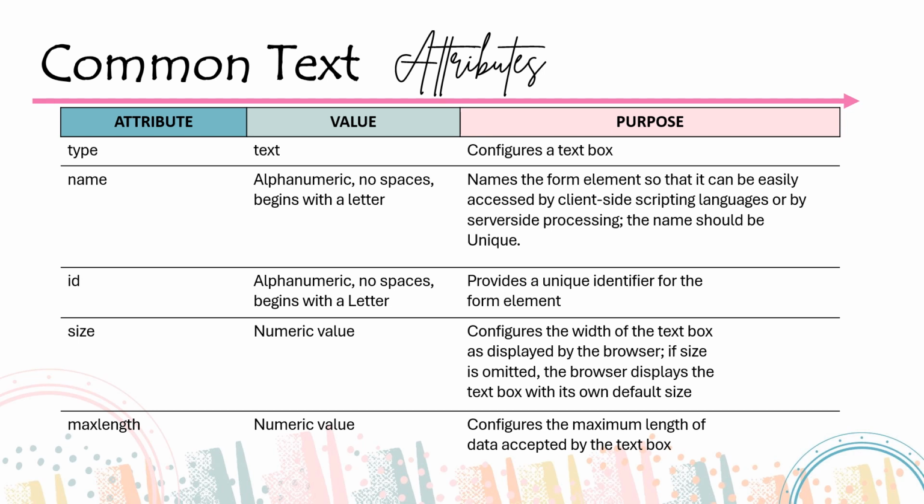The next one is ID. The value is alphanumeric, no spaces, and begins with a letter. The purpose is to provide a unique identifier for the form element. The size attribute has a numeric value. It configures the width of the text box as displayed by the browser. If the size is omitted, the browser displays the text box with its own default size.